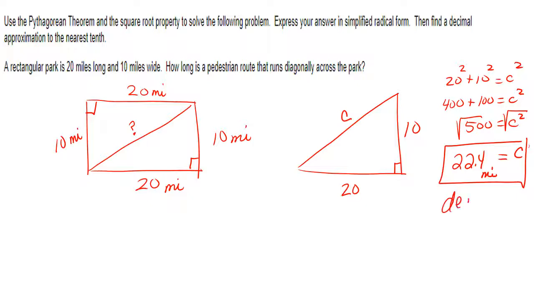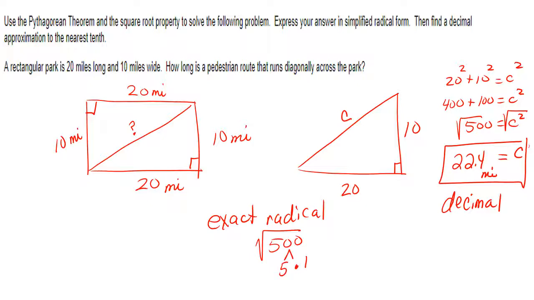This answer, though, is a decimal approximation. Sometimes you are asked to find the exact radical answer. That means when you take the square root of 500, you do not put it in the calculator. You will factor the 500, and that is 5 times 100. And we know 100 is a perfect square. It's 10 times 10. So that part would simplify. I would write that as 10 square root 5 because the 5 was not a perfect square. And that would be the exact radical answer.